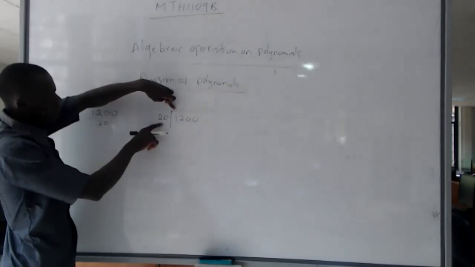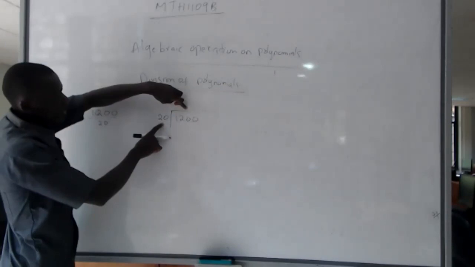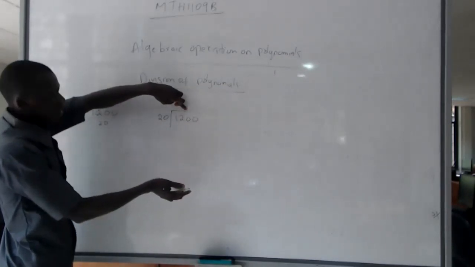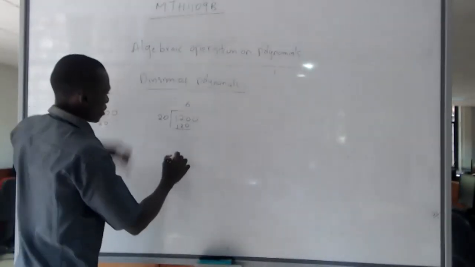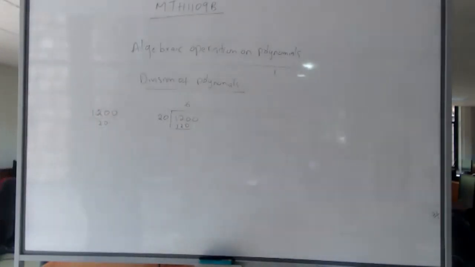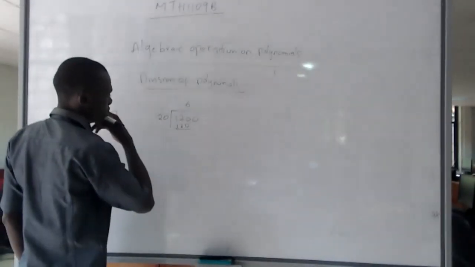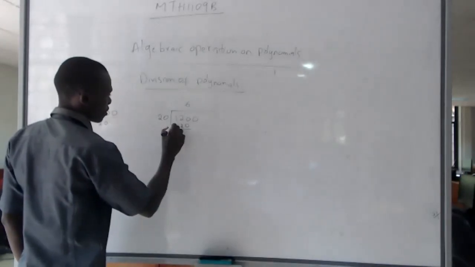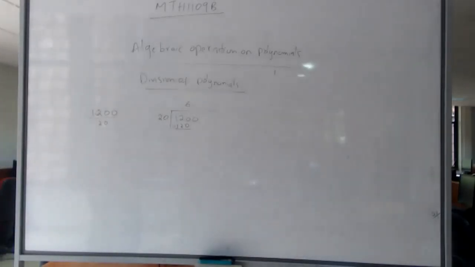Can 20 go into 1? No. Go into 12? No. Can it go into 120? Yes. How many times? 6. And that gives you 120. And then, of course, 0. Then you drop the 0, then you put the 0 at the top.